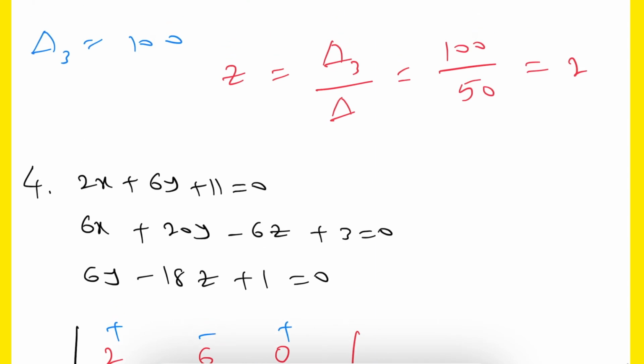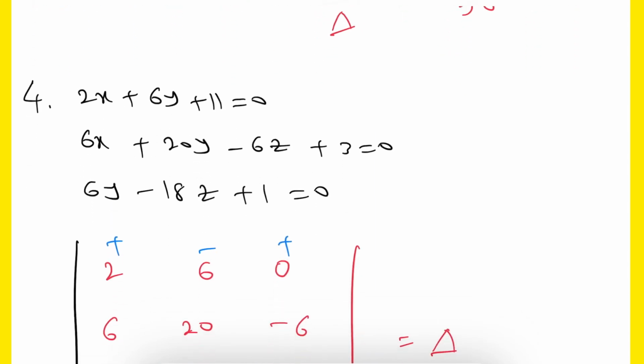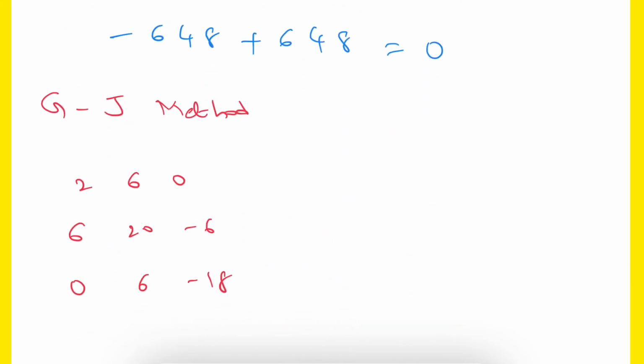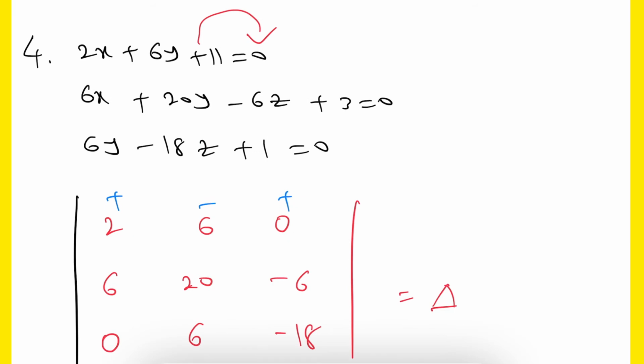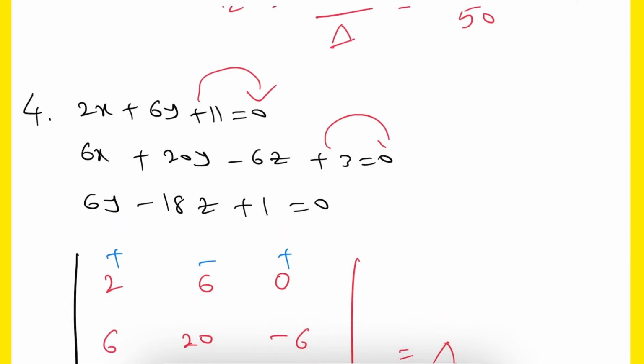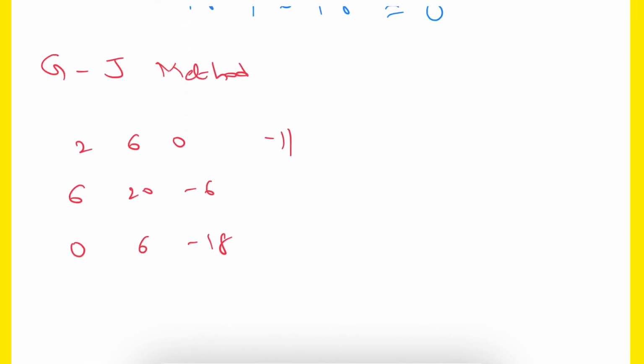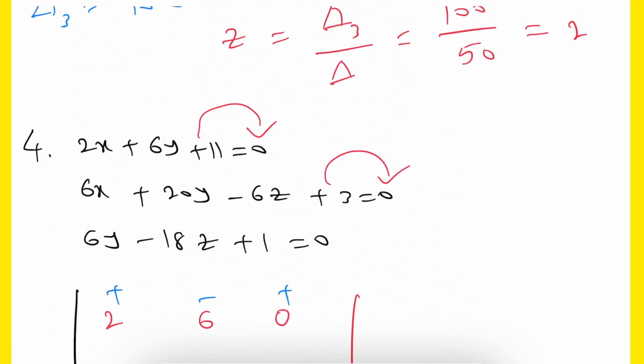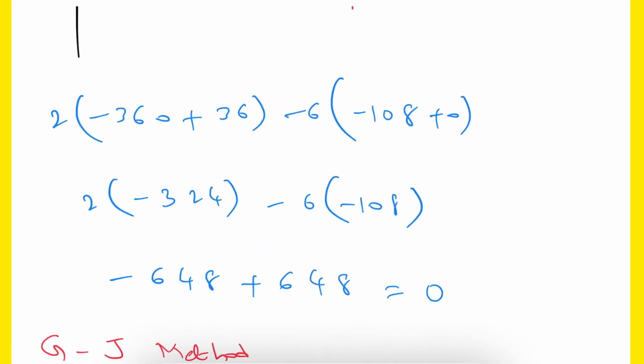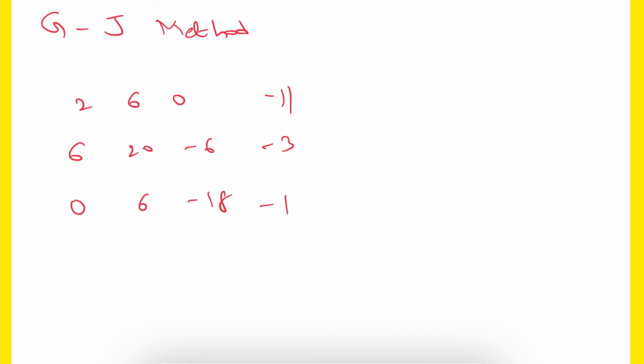Now the last column will be constants, right? Here constants we always take on the right side of the equation. So here plus 11 is there, if we take that to the other side it will become minus 11. Next here plus 3 is there, if we take it to the other side it will become minus 3. The same way in the last equation, plus 1 if we take it to the other side it will become minus 1. Okay, so we got the matrix now, that is 2 6 0 minus 11, 6 20 minus 6 minus 3, 0 6 minus 18 minus 1. So this we are going to solve with the help of the Gauss-Jordan method.